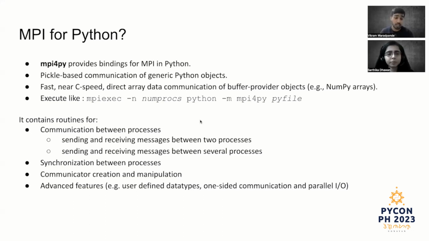As Sarthika already mentioned, the communicator creation and manipulation methods are also there. As she mentioned, there might be multiple communicators in a single MPI program, but for our discussions, we'll just keep it to one communicator. And then there are some advanced features like user-defined data types, or parallel IO, but those are advanced concepts which we'll not touch upon in this presentation. So to move on, MPI in action.